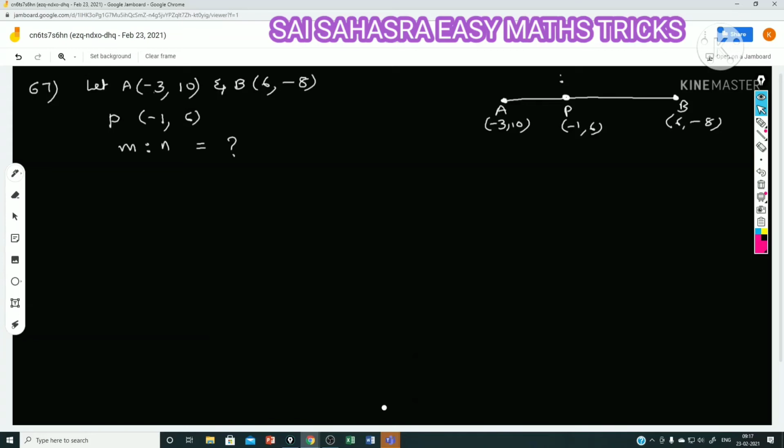So in finding the ratio type questions, what we have to do, instead of using m is to n, what I will do, very easy technique you should follow. Let the ratio be, you assume the ratio as k is to 1. How to assume? Let the ratio be k is to 1. From where we got this k is to 1?